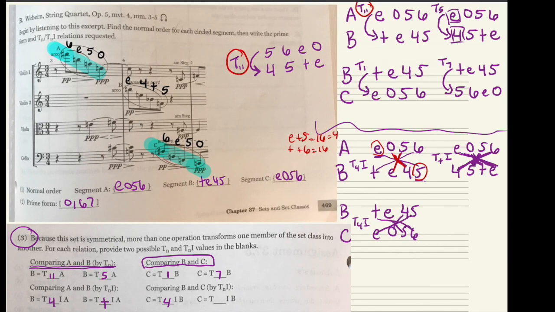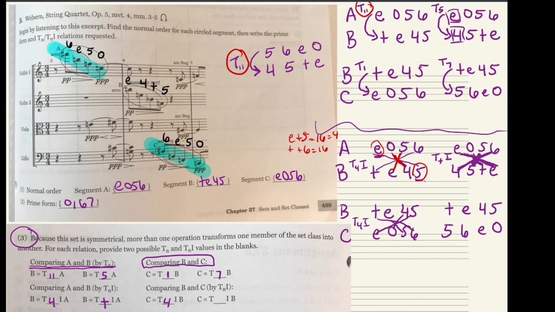Sorry, let's try this again. TE45 is B. We'll start over. C, the other order is 5, 6, E0. There we go. So now pause the video and find the transposition level.